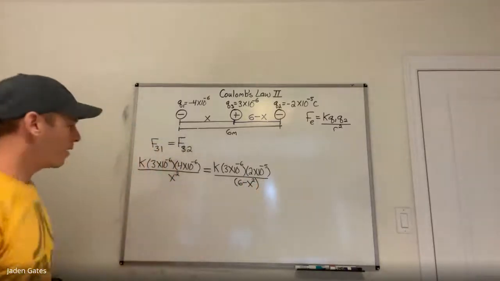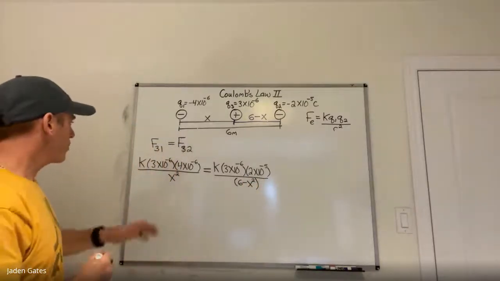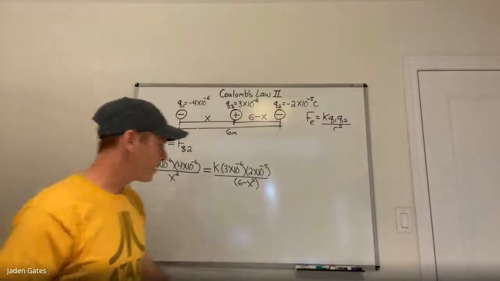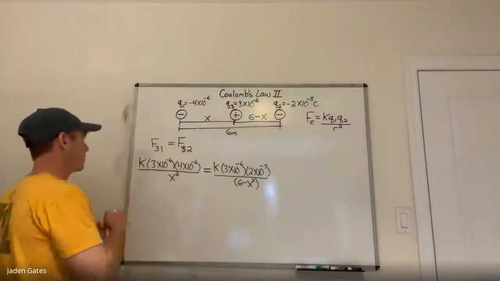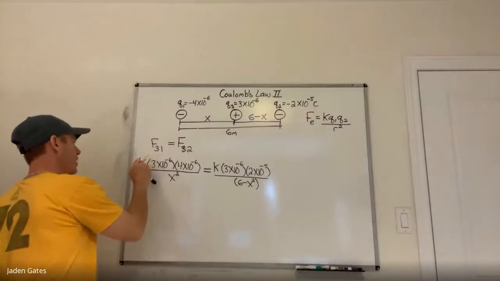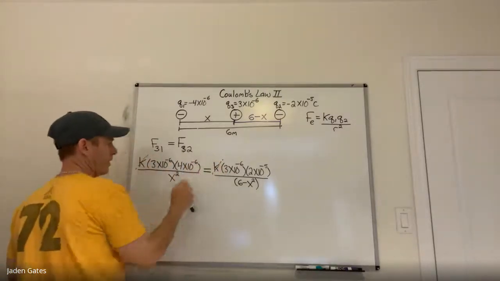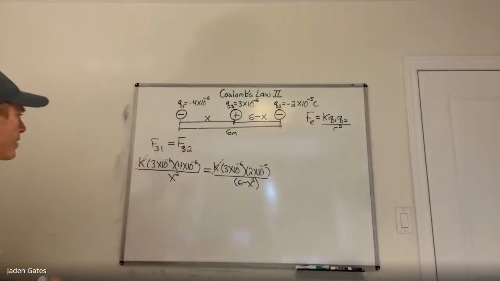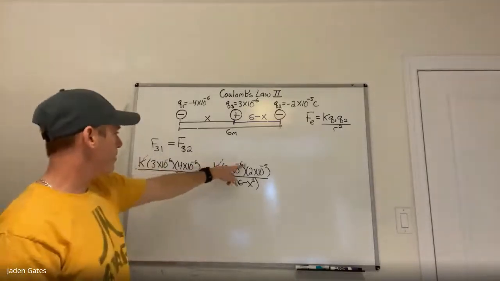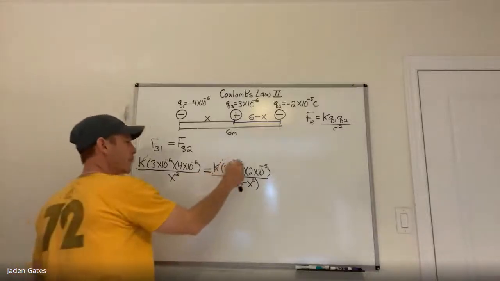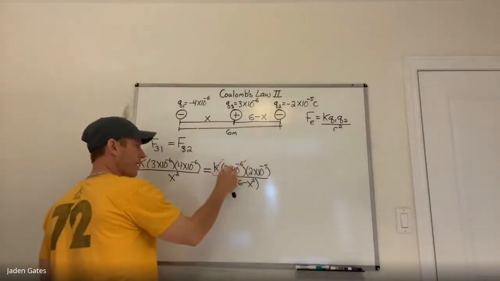All right, now, these two are equal to each other, but here's what I can do. They have a k on both sides. I can divide both sides by k. That simplifies things. They both have a 3 times 10 to the negative 6 in them, and so I'm going to divide both sides by 3 times 10 to the negative 6.